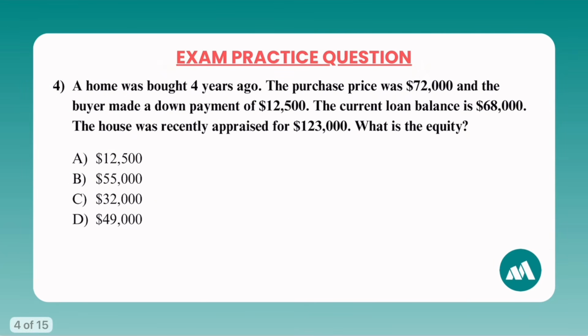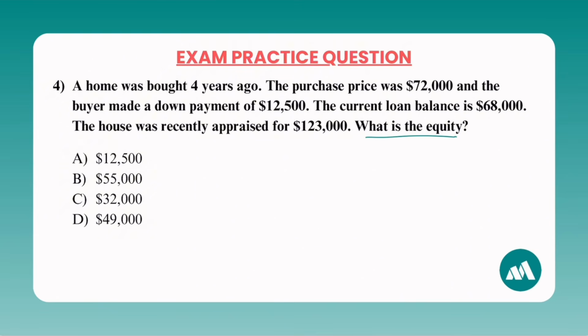Number 4. A home was bought 4 years ago. The purchase price was $72,000 and the buyer made a down payment of $12,500. The current loan balance is $68,000. The house was recently appraised for $123,000. What is the equity? Now, on this one, you're going to be tempted to use the DLS chart because we're talking about a buyer here.